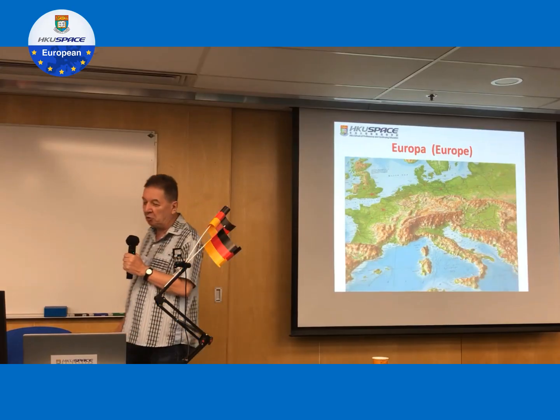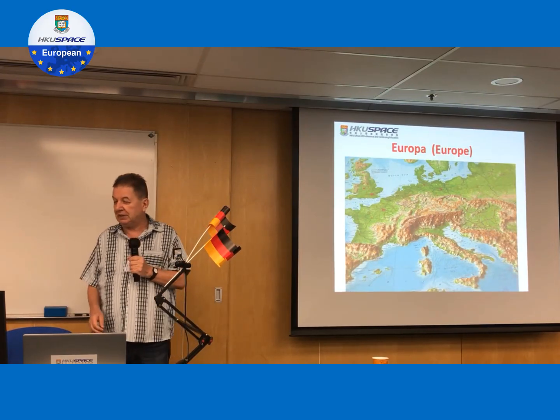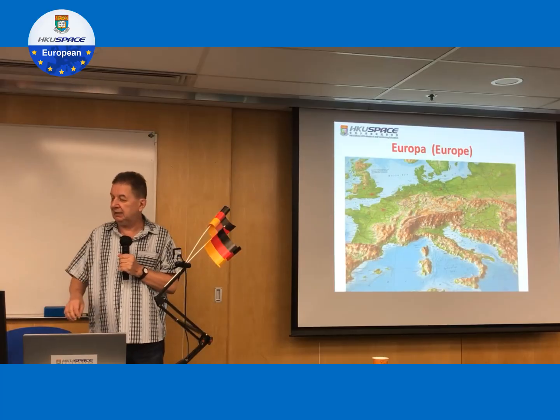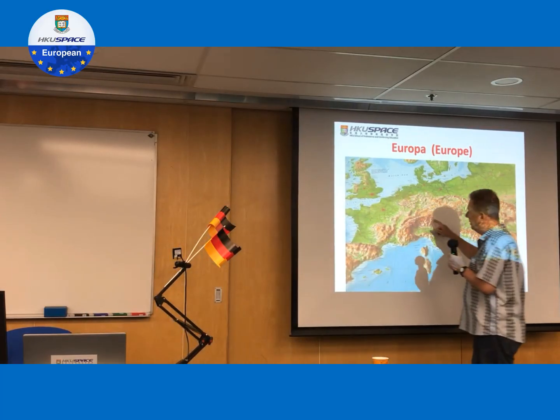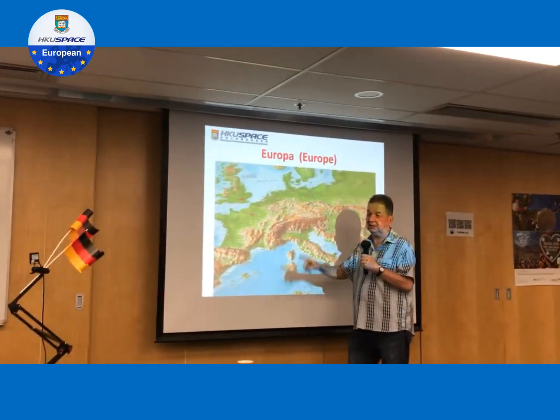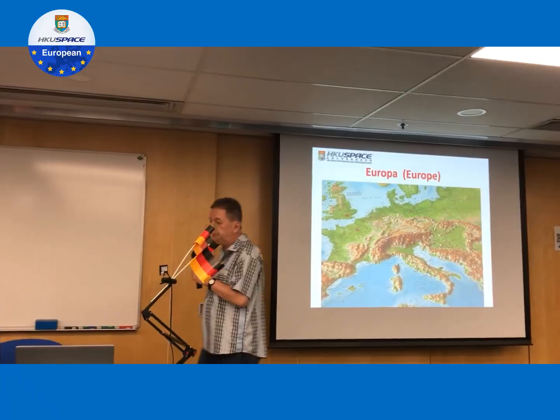When we look at Europe, what do we see? We see Europe is flat in the north. It is hilly in the middle, and there is a big mountain range here. These are the Alps, right? Okay, so that is all of Europe, and Germany is in the middle.